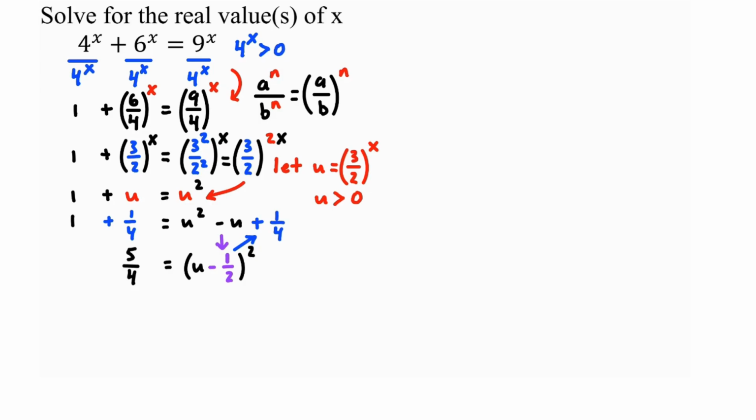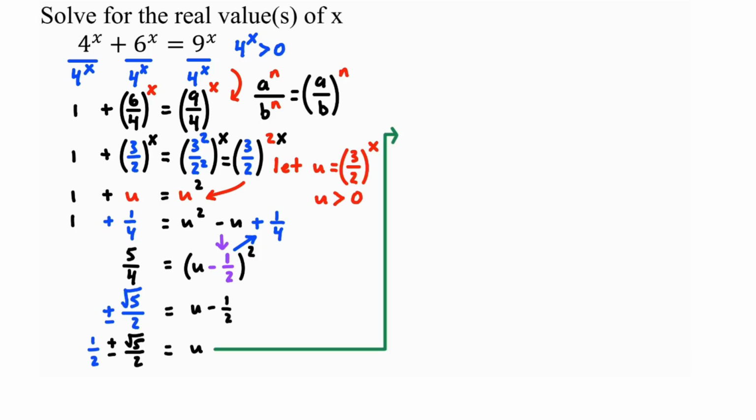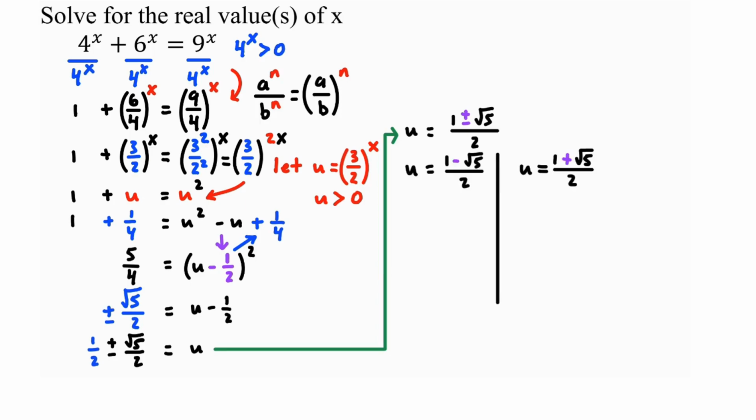And now we have this quadratic, and we can take the square root of both sides, which would create an absolute value, which creates this plus and minus. Square root of 5 is square root of 5, whereas square root of 4 is 2. And that's equal to u minus 1/2. Let's add 1/2 to both sides. Now let's move over here to create more space, and let's combine those two fractions into one fraction. So we have u equals 1 plus or minus root 5 all over 2. We'll separate the two, so we have u equals 1 minus root 5 over 2, and u equals 1 plus root 5 over 2.